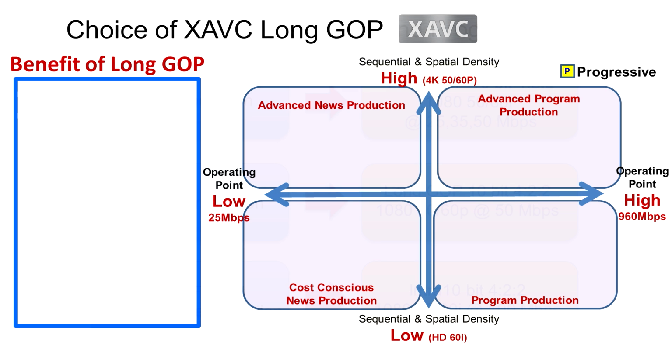This chart will describe how XAVC has grown from the initial implementation that we had and what we envision for it in the future. Notice that the vertical axis describes the complexity of the pictures in terms of pixel density and 4K or high speed and high frame rate. The lower end will be the conventional high definition interlace. And the horizontal axis describes data rate from low number of megabits per second all the way to high number of megabits per second.